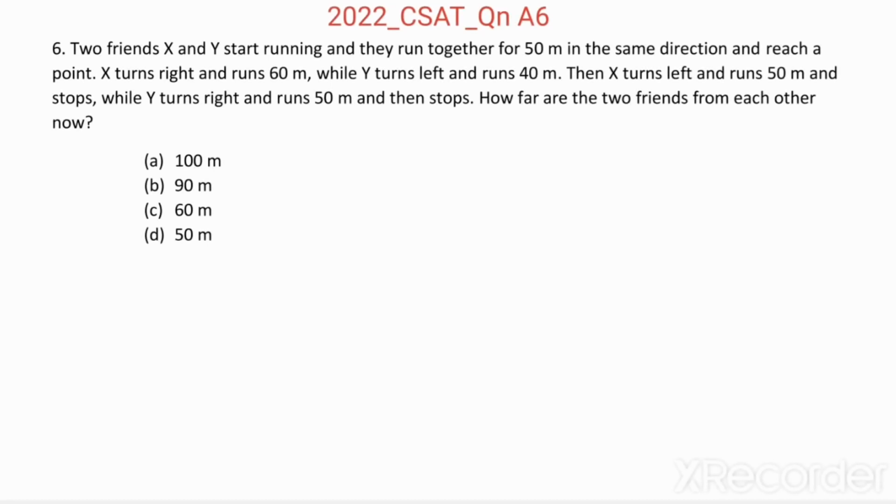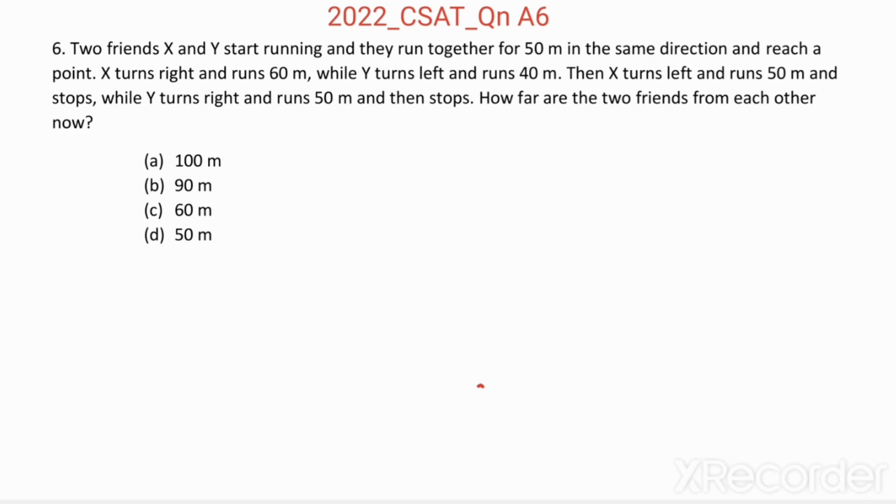Question number 6. Two friends X and Y start running and they run together for 50 meters in the same direction and reach a point. X turns right and runs 60 meters while Y turns left and runs 40 meters. Then X turns left and runs 50 meters and stops, while Y turns right and runs 50 meters and then stops. How far are the two friends from each other now?